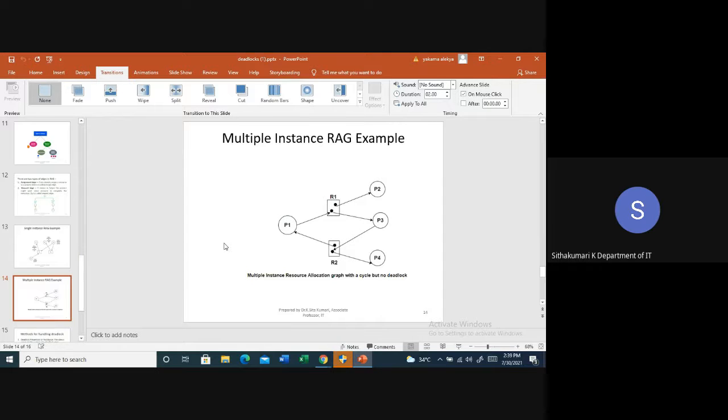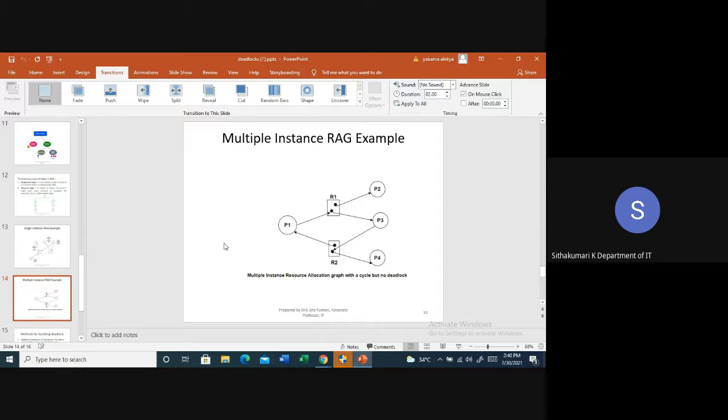This is a situation where there is no cycle and there is no deadlock. See here, there is a cycle but there is no deadlock. Why? Because a cycle is a necessary condition but it is not a sufficient condition. If each resource type has a single instance, then a cycle is a necessary as well as a sufficient condition. Otherwise, it is only the necessary condition.